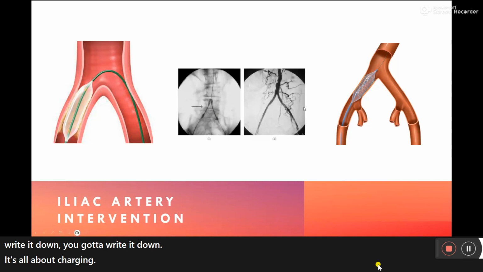Any questions on this iliac intervention? Alright, moving on.